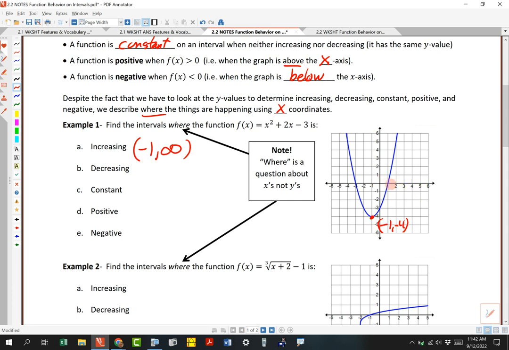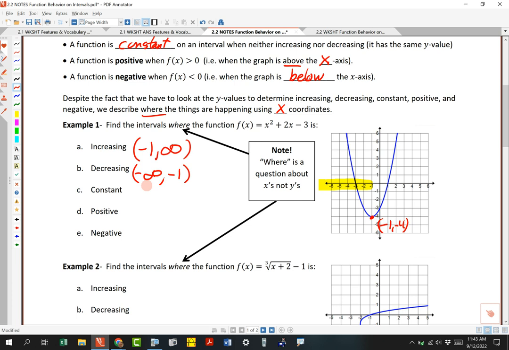Where is it decreasing? Well, it's decreasing over here, not from infinity down to -4, but it's decreasing on this interval. Where do we look on the x-axis to find where it's decreasing? Well, it's decreasing from -infinity all the way to where we get to -1. So, where is it decreasing? -infinity to -1, and we're going to use round brackets around each one of those.